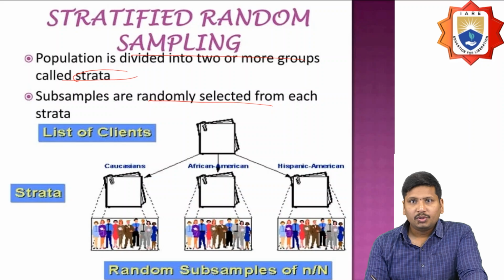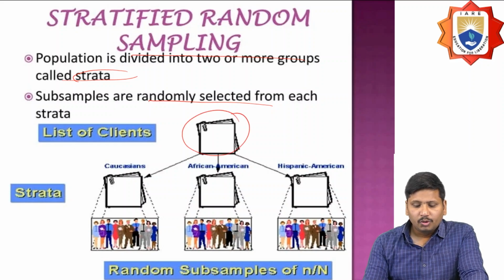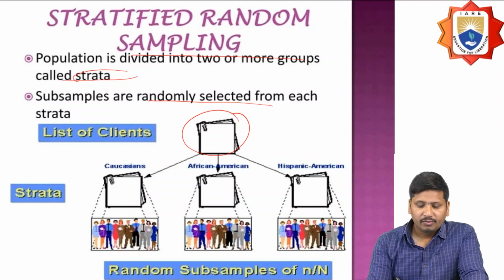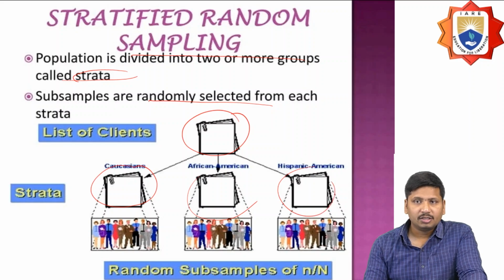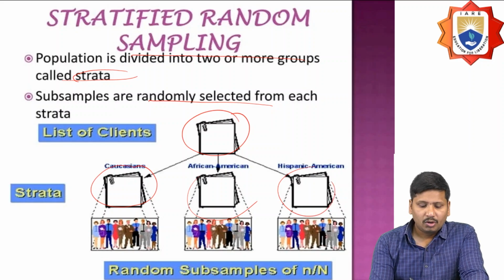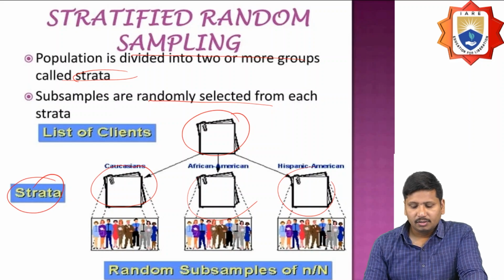Here is a simple example. We are going to have a list of clients. This should be all the clients from Americans, Africans, Hispanics, Caucasians, like this. This is what we call a strata here, and then we extract some specific people that you can filter as the stratified random sampling. So the population will be of different groups, what we call strata, and the samples of random sampling are taken from each stratum.